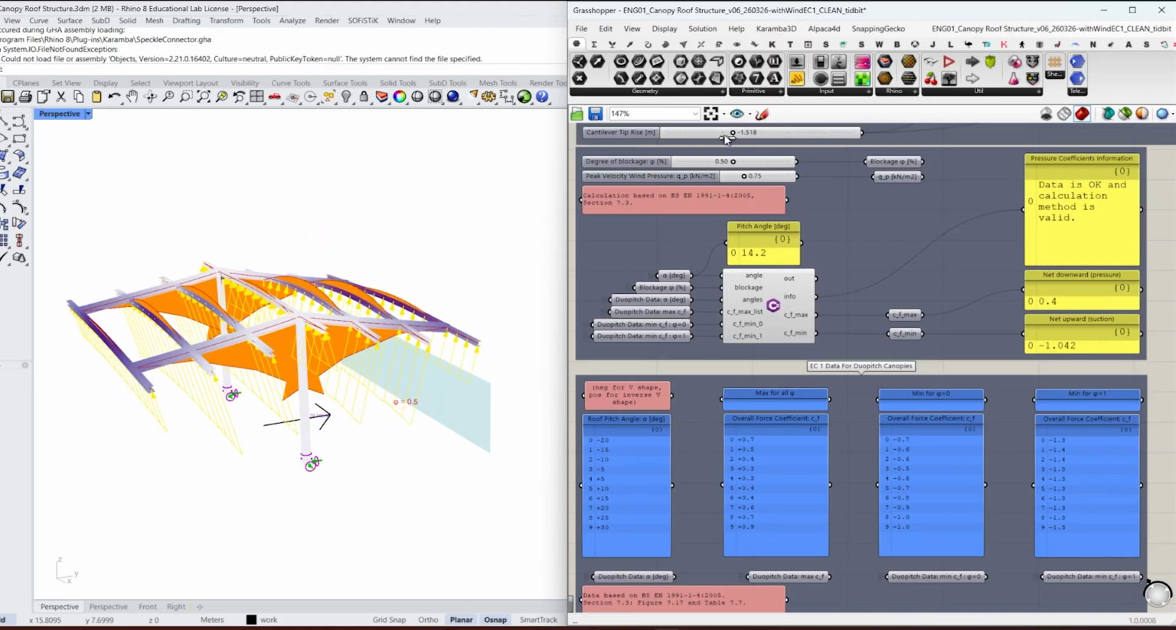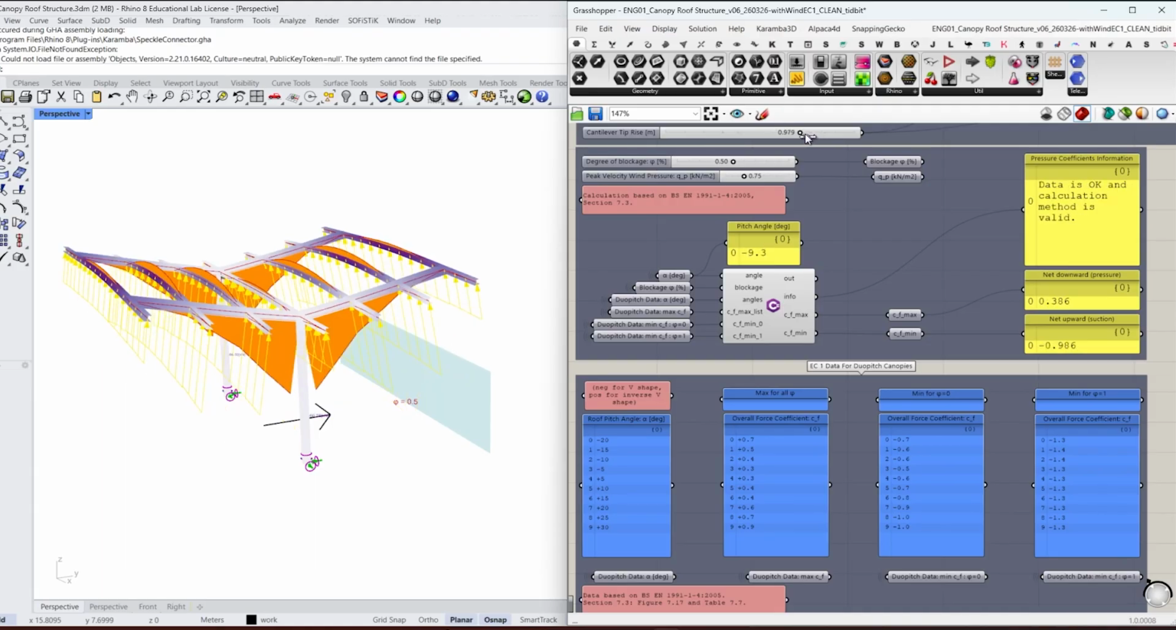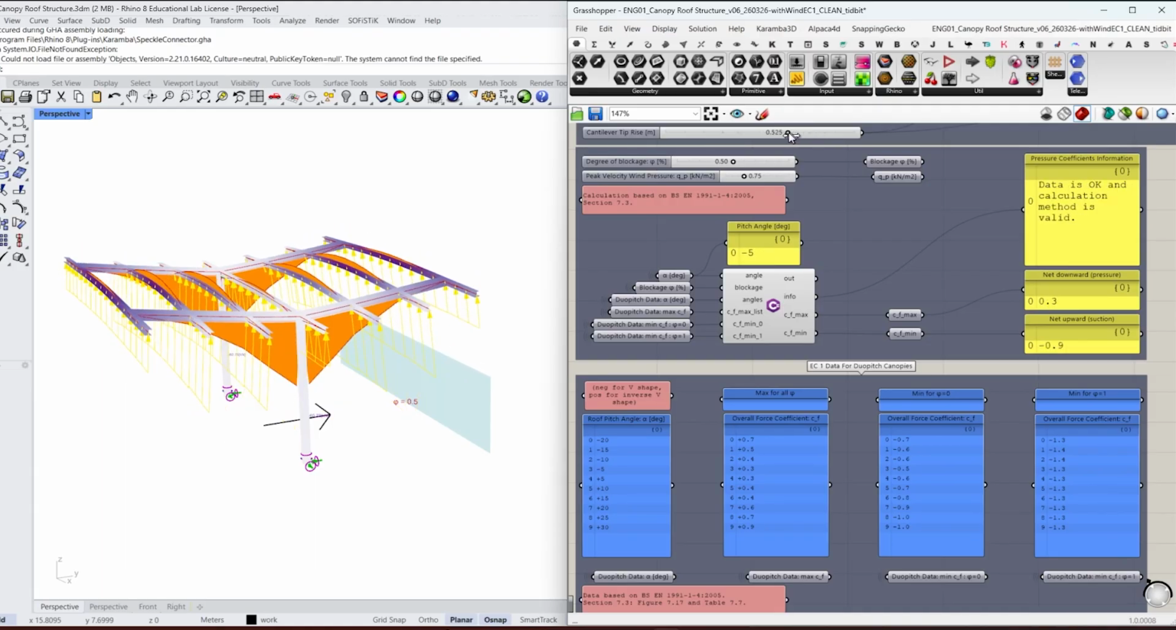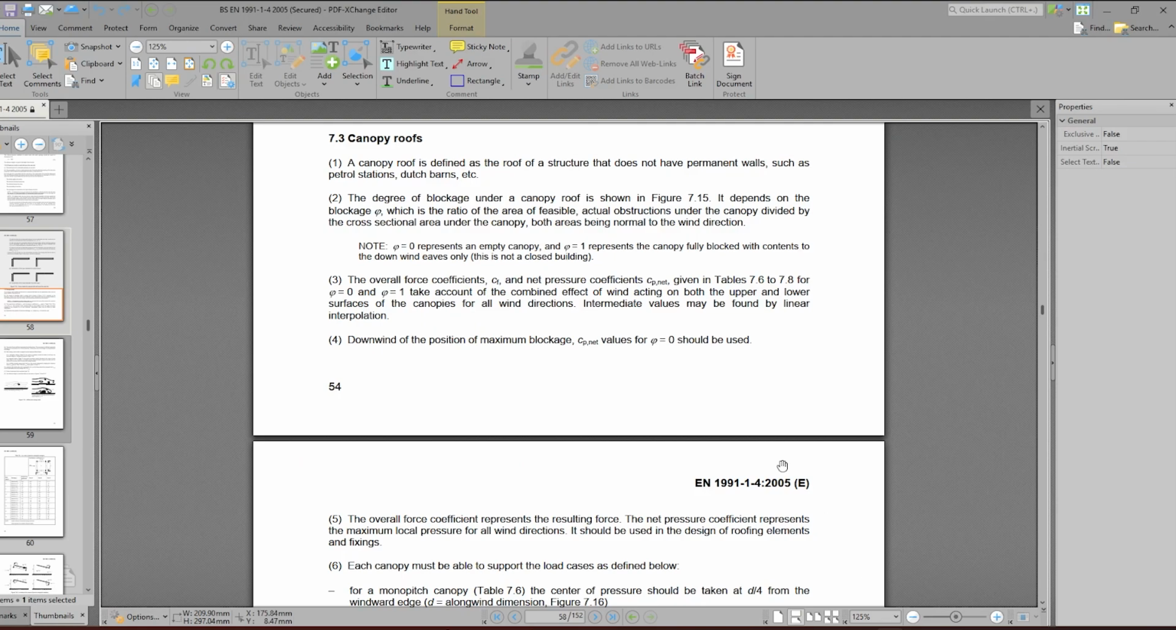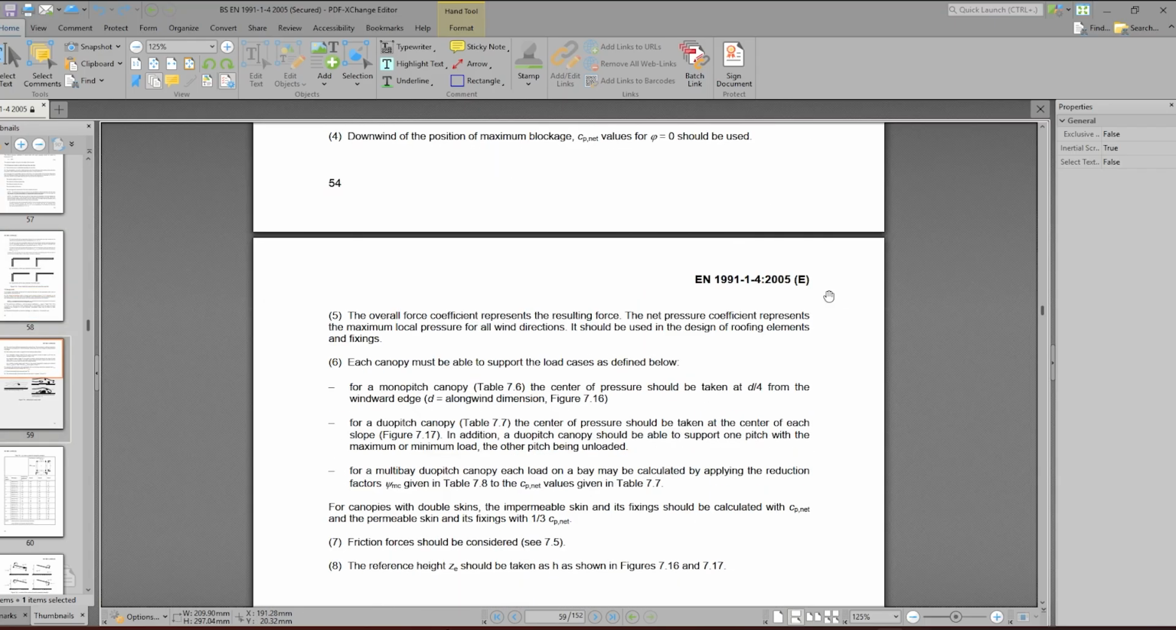These are essentially V-shaped or inverted V-shaped canopies which feature two distinct angled surfaces. First, we will take a quick look at the Eurocode clauses, and then we will dive into the example file where we use a small C# script to determine wind loads which parametrically depend on the geometry of the canopy.